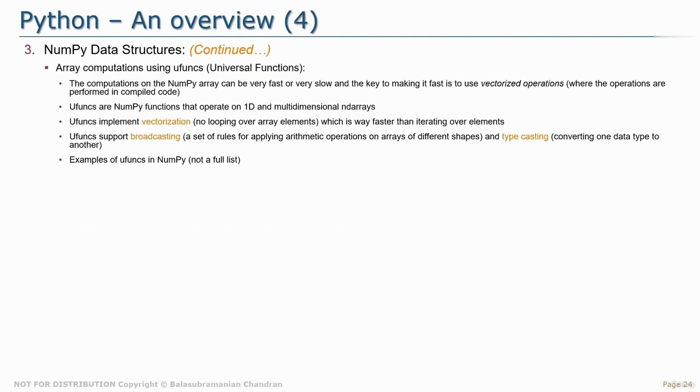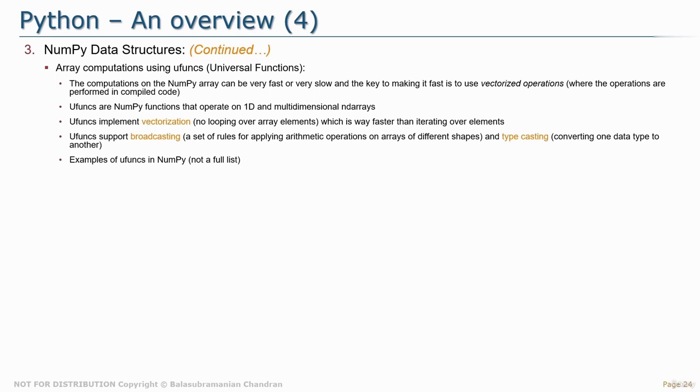Array computations using universal functions called ufuncs. The computations of the NumPy array can be very fast or very slow. The key to making it fast is to use vectorized operations, where the operations are performed in compiled code. Ufuncs are NumPy functions that operate on 1D and multidimensional ND arrays. Ufuncs implement vectorization, no looping over array elements, which is way faster than iterating over elements.